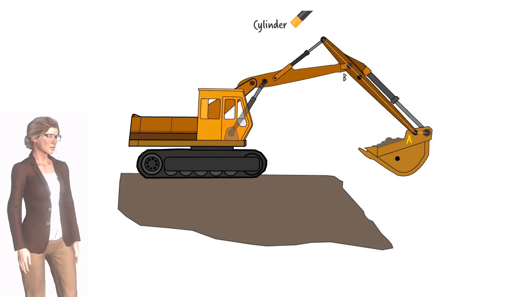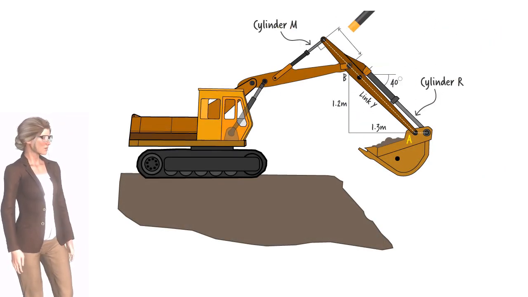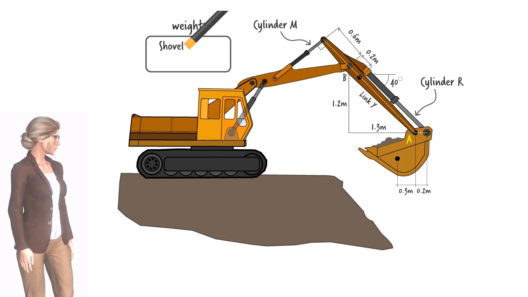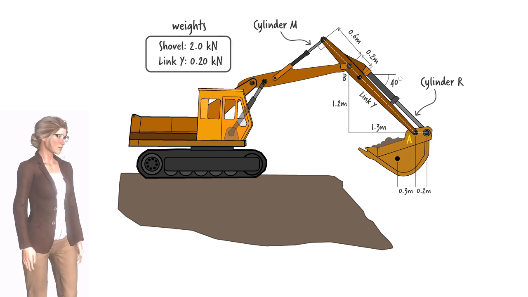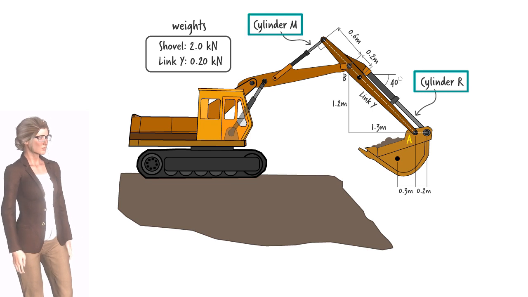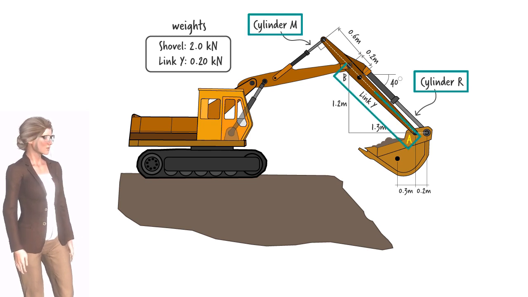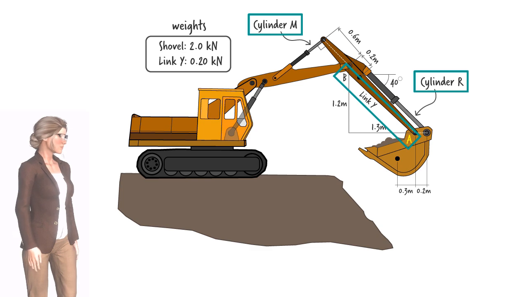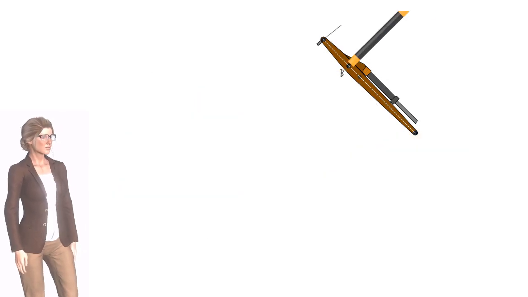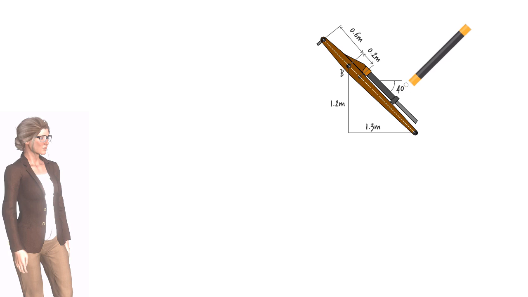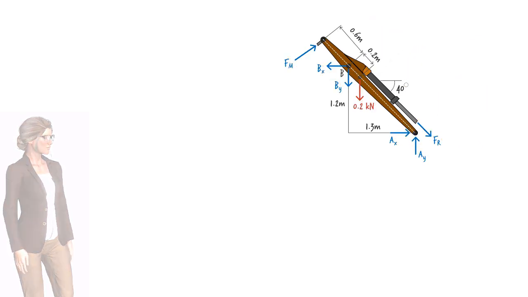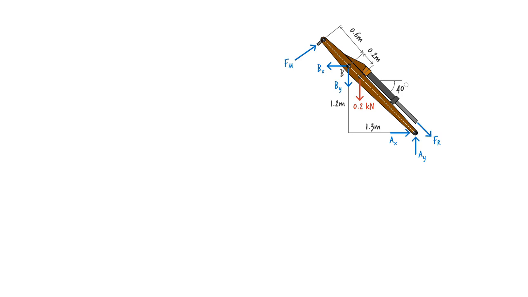Let's actually calculate a few of the internal forces for a specific arm position. Suppose we are interested in determining the force in cylinders R and M, and the internal forces at pins A and B in link Y. The free body diagram for the link looks like this. Since there are more than three unknown forces here, we need another free body diagram, another set of equilibrium equations, to be able to find all six unknowns.